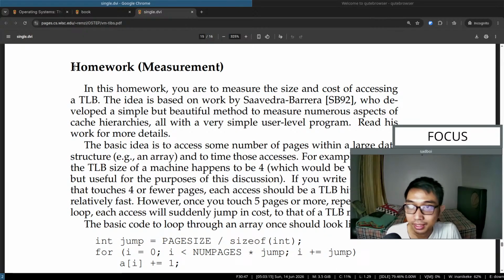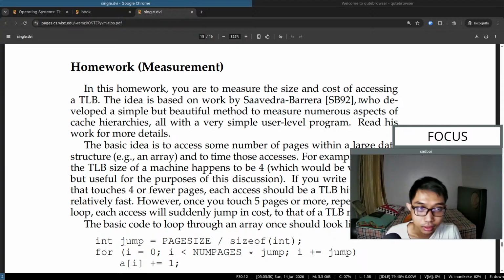Okay. Let's continue into this section. Homework: measurement. In this homework, you are to measure the size and cost of accessing a TLB. The idea is based on work by Saavedra and Pereira. I probably pronounced that wrong.